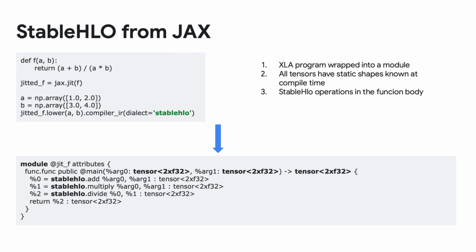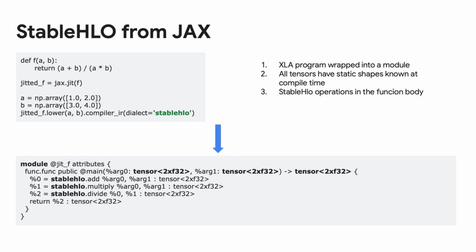So this is an example of how a very simple JAX program looks like in StableHLO MLIR format. A very simple function, a plus b divided by a multiplied by b. Very simple element-wise functions.